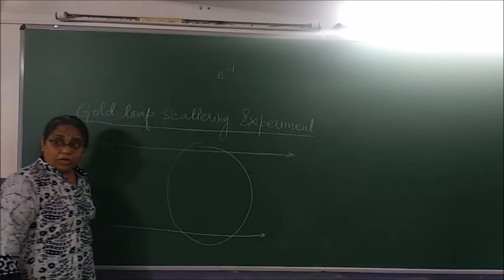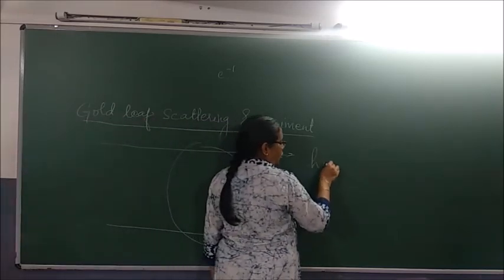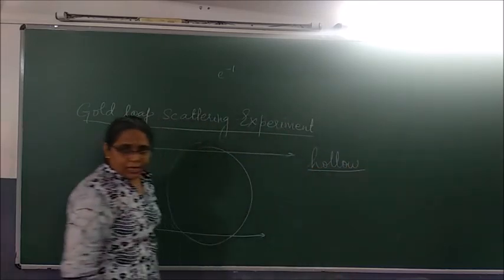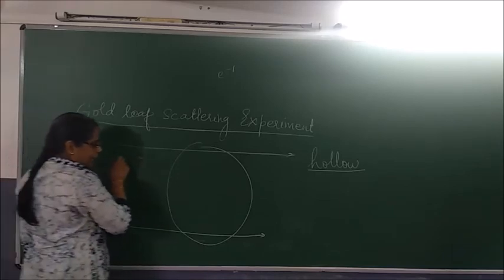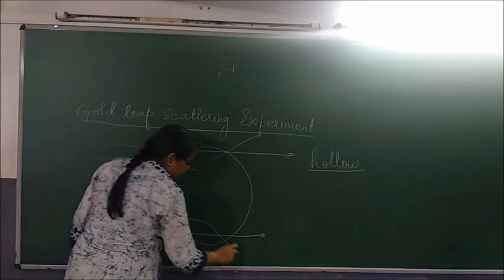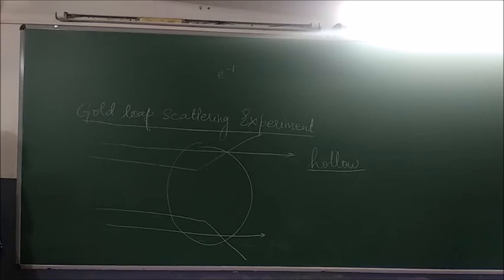Which means what? The atom is extremely hollow. Some of the rays got deviated. Why? Because Pradhanya had Skanda, isn't it? So some of the rays got deviated. Why did they get deviated from the straight line?